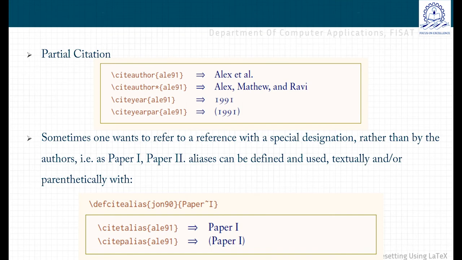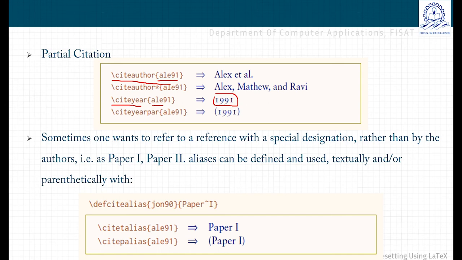Coming to partial citation, in the author-year scheme, it is sometimes desirable to be able to refer to the authors without the year or vice versa. This is provided with extra commands. See this example, \citeauthor and the key. Here the name of the author is listed. There is no year specified in the citation part. And see another example, \citeyear and the key. Only the year is specified. No name of author is given. So we can say it is an example for partial citation.